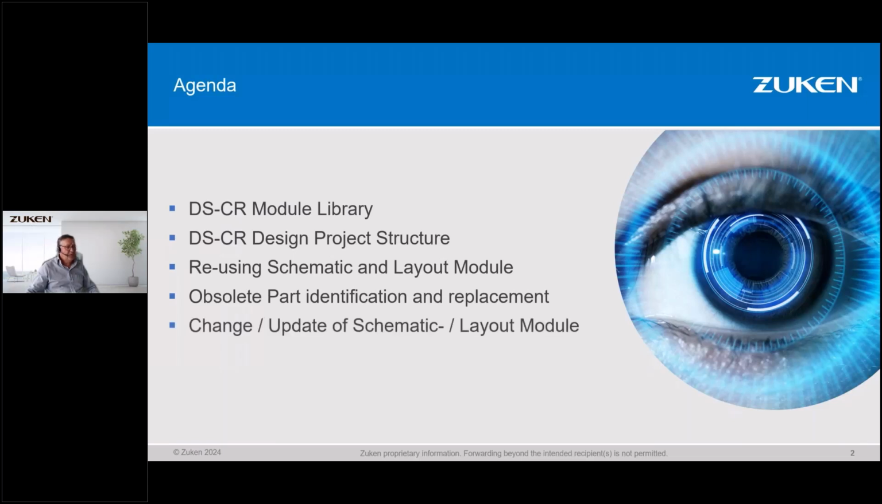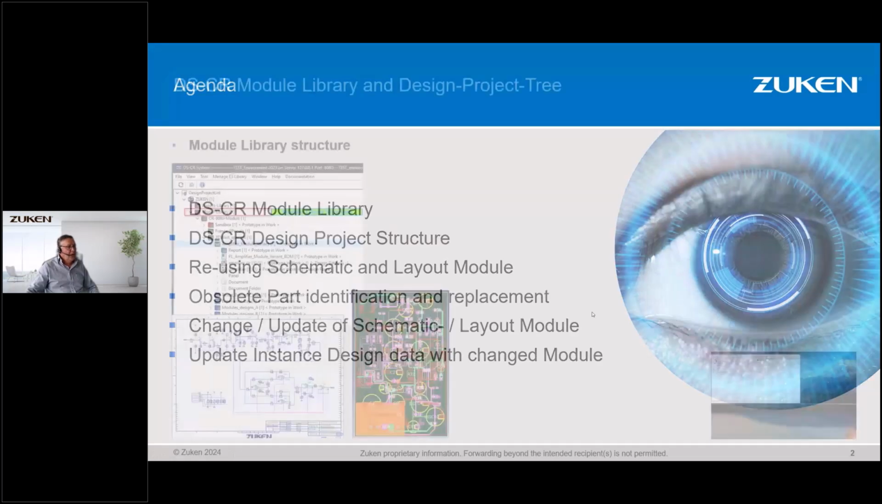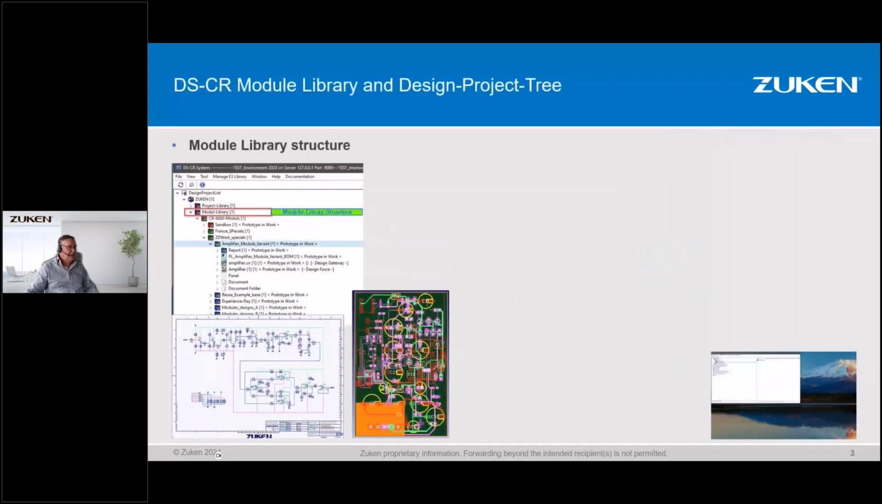So I need to change with the obsolete part my schematic module, but also my layout module. And then further on, of course, as the module has changed, identifying in my project design, I call this instance design in my presentation, how to update my instance design with changes coming from the modified module at the end of the stage. So let's start with an overview about how we structure a module library.